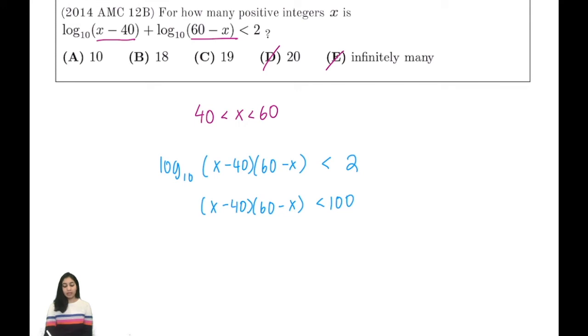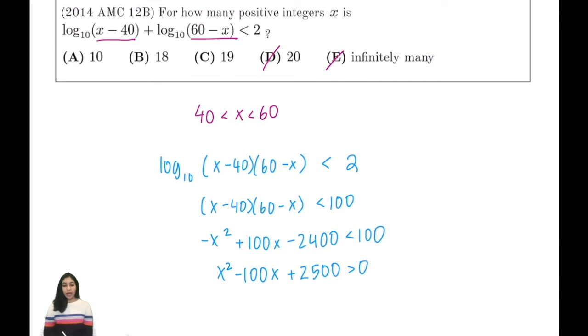We can now expand and simplify a little bit, and we get negative x squared plus 100x minus 2400 is less than 100. Now rearranging terms, we'll see that x squared minus 100x plus 2500 is greater than 0. And from here you can notice that this is just (x minus 50) squared, and this must be greater than 0.